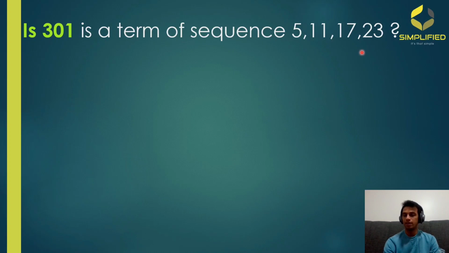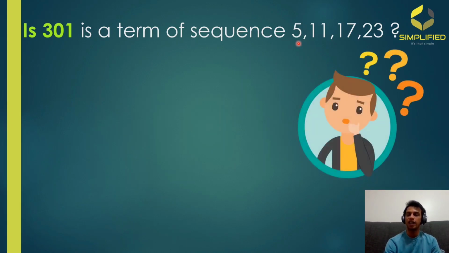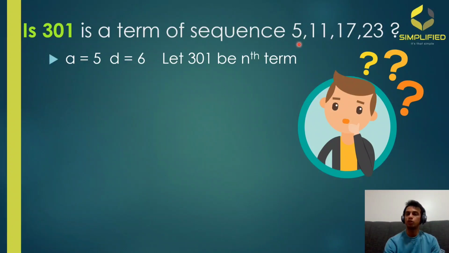The first step is to write down the things we know. We have already been given the sequence, which means that we can find out a. a means the first term. So here in this case it is 5. So the first term is 5, or otherwise a is equal to 5.